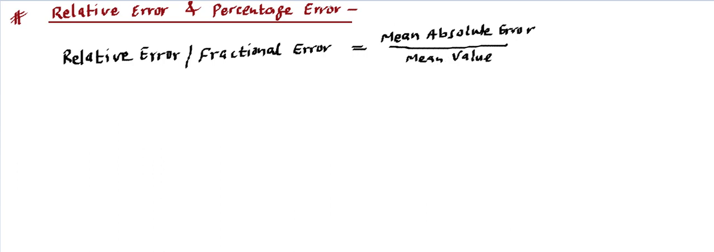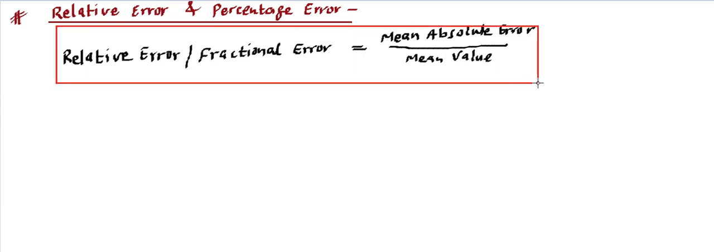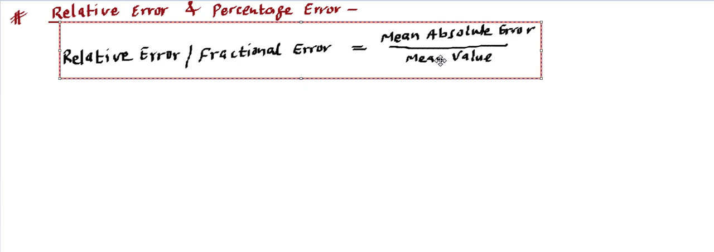So whenever we need to find the relative error or fractional error, we simply use this relation, which says relative error or fractional error is mean absolute error divided by the mean value of that experiment. In the previous example, you have seen the use of this. We find the mean absolute error, then find the mean value of the observations, and divide. This comes out to be the fractional error or relative error, right?